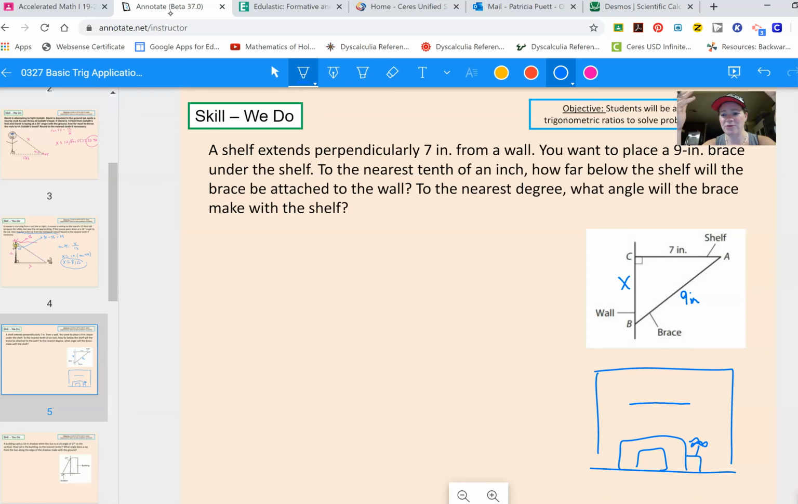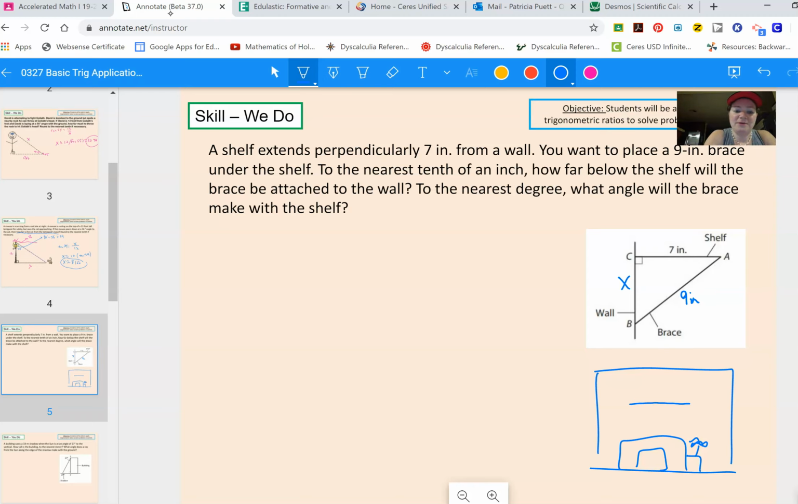So you might think to yourself, oh, Mrs. Pewitt, I don't have any angles. There's no 32 degrees, no 15 degrees. I don't know where to start. Well, just stop and think about it. Before we've done any problems with trigonometry, what did we do before? Pythagorean theorem. Boom. So Pythagorean theorem still finds its place in these problems, and you don't want to forget about that because we use it all the time.